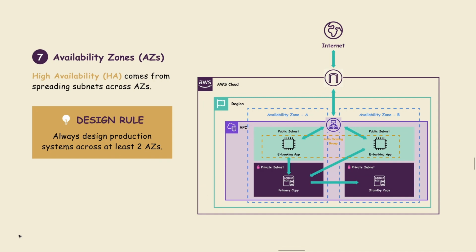Design rule. A fundamental production rule is simple. Always design production systems across at least two availability zones. Single AZ architectures are suitable for testing or development. Production systems must assume failure and be designed to survive it. Because in cloud architecture, high availability is not an upgrade. It is a design decision made from the beginning.